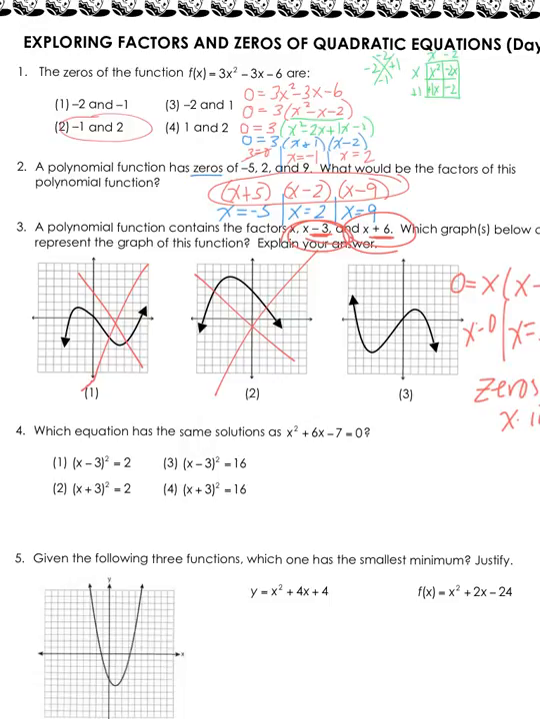That's wrong. The factors you have to turn into zeros before you can decide where it hits the x-axis. So now that I've turned them into zeros, I'm looking for it to hit at x equals 0, x equals 3, and x equals negative 6. This one is choice 3.